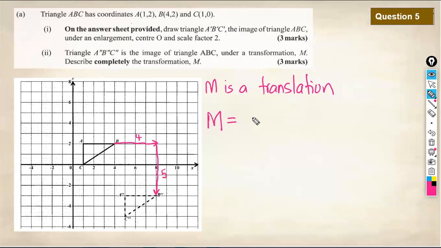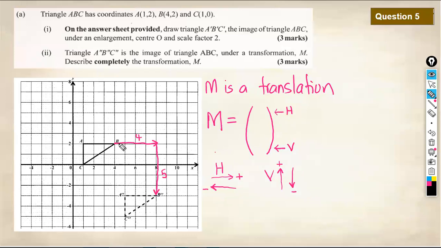When you're writing a translation, you just have to write it like this. It does have 2 numbers. The top number is the horizontal movement. The underneath number is the vertical movement. When you're moving horizontally, if you move to the right, it is positive. If you move to the left, it is negative. For vertical movements, obviously, if you move up, it's positive. If you move down, it's negative.